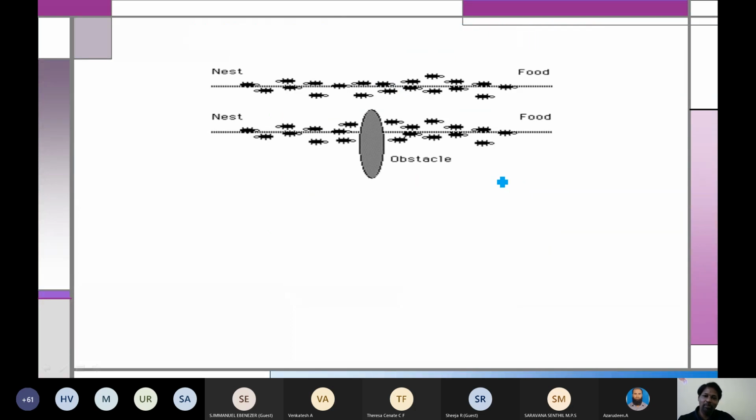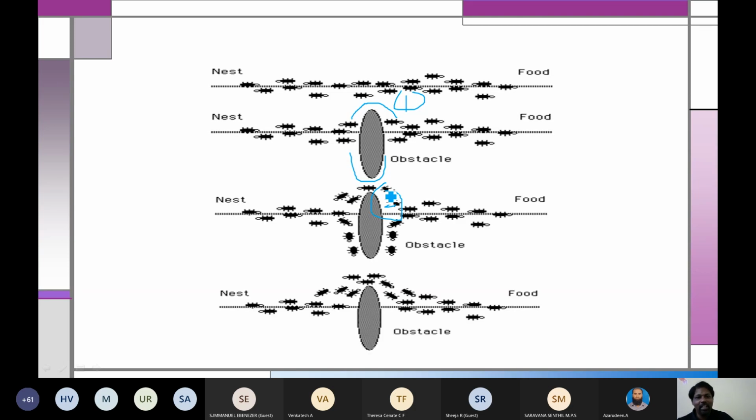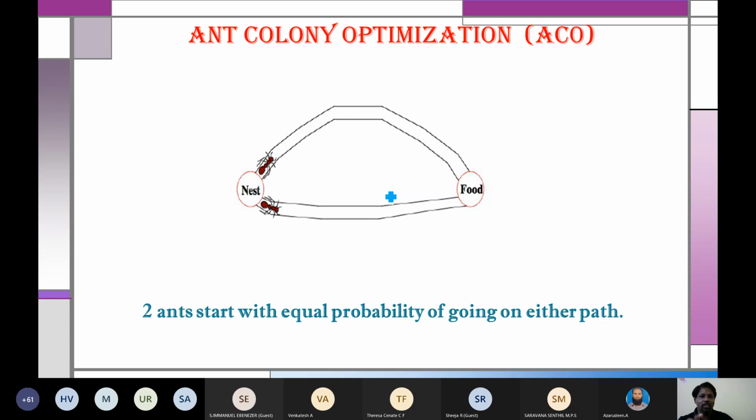Same thing, if you put an obstacle, this has one path here and this has one path here. This is path number 1 and this is path 2. We can understand that path 2 is the longest path and path 1 is the shortest. So surely ants will go to the shortest path only. It depends upon the path, and if you put an obstacle in the middle also, they'll try to adjust to the shortest path. This is the same thing in a diagrammatic manner.